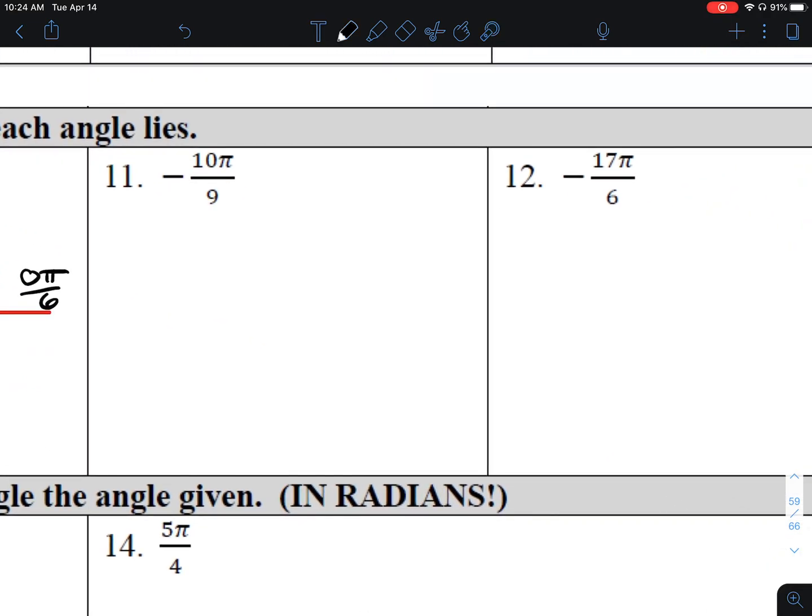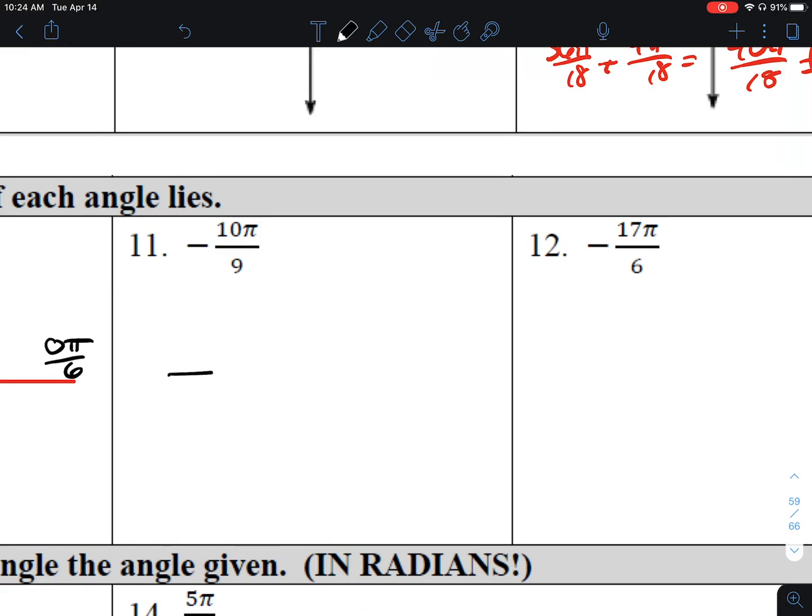Number 11, this is within 1 revolution. I'm not going to find a coterminal angle. We're going to go in the negative direction. Work with me here. From here to here, in negative direction is negative pi, which is the same as negative 9 pi over 9. We're supposed to go negative 10, which puts us just a little bit higher. It's going to put us in quadrant 2.